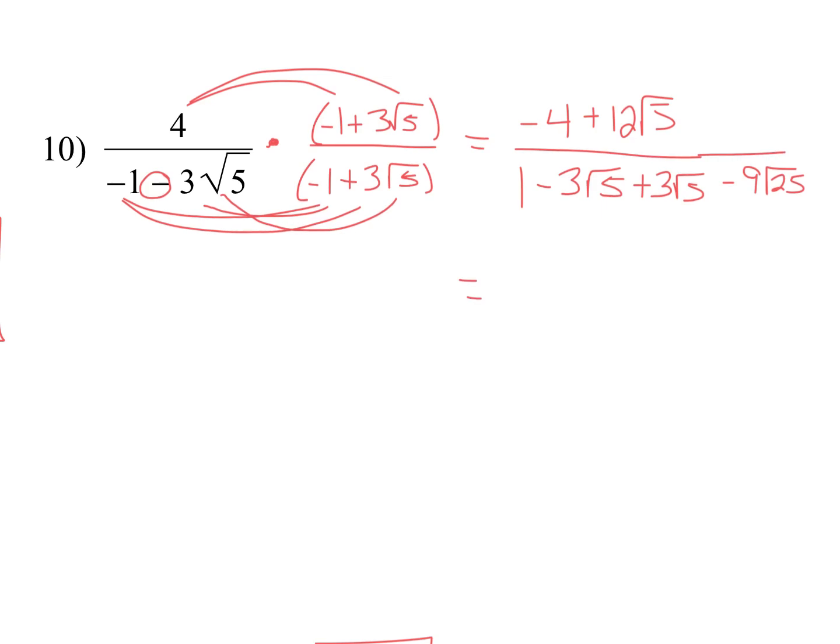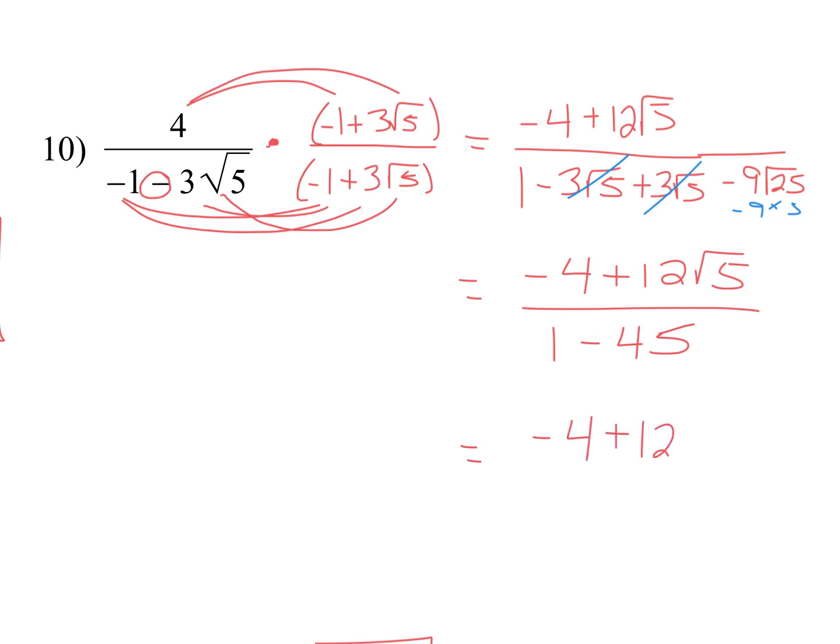Can I do anything with the top? Nope, the top will stay the same. Now the bottom we simplify. I have 1. What happens to those two middle terms? Cancel. And then over here I have negative 9. What's the square root of 25? 5. So I have negative 9 times 5, negative 45. And then the last step would be to what? Yep, that bottom part. Negative 4 plus 12 square root of 5 over negative 44.